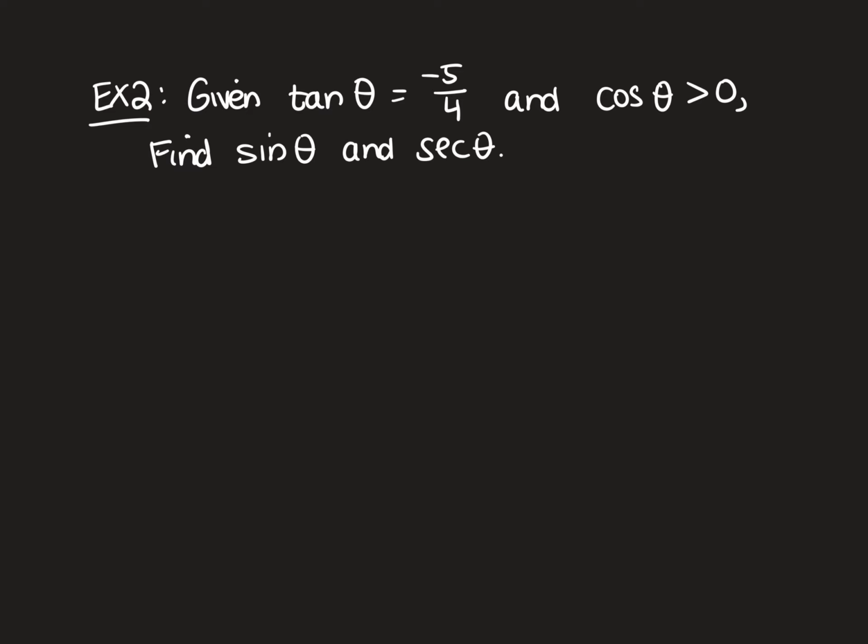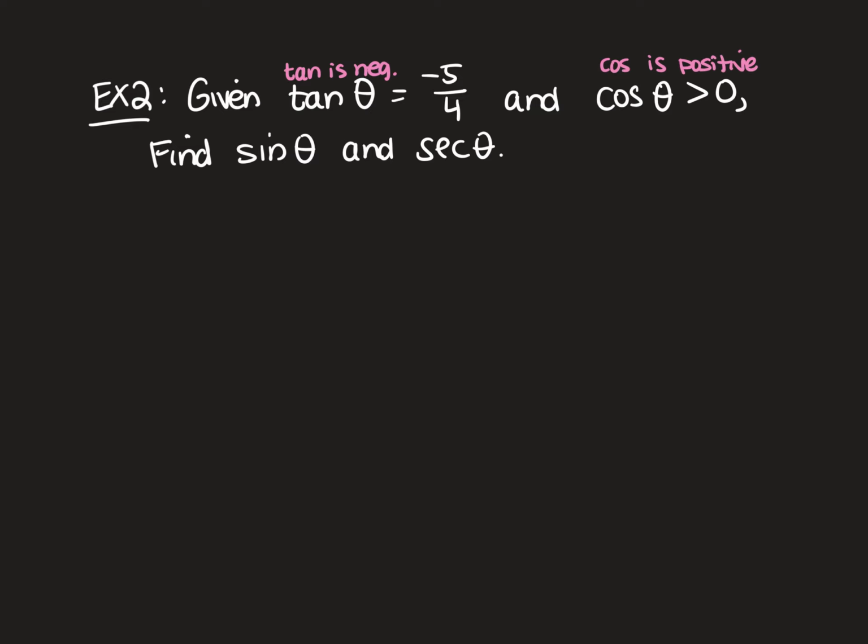All right, so let's try putting all of this together. I'm going to give you that tangent is negative 5/4 and that cosine is greater than 0. So let's just explore that for a moment. When I say tangent is negative 5/4, I'm giving you that tangent is negative. Okay, so I'm going to write that down. And when I say cosine is greater than 0, that means cosine is positive. So once again, let's figure out which quadrant we're in.